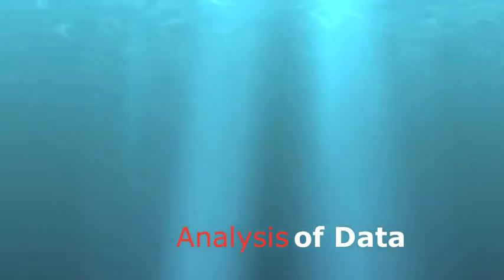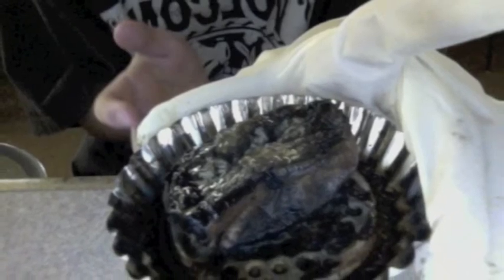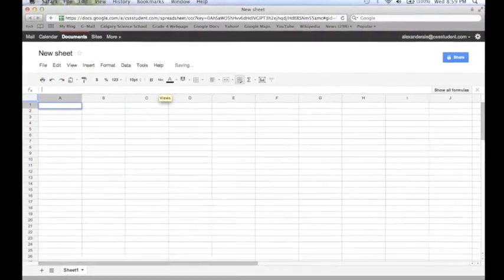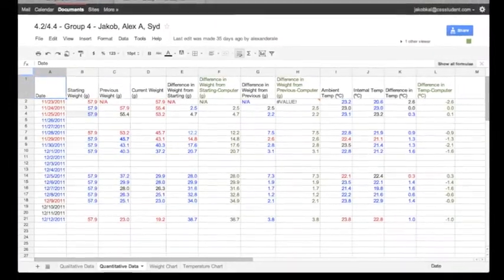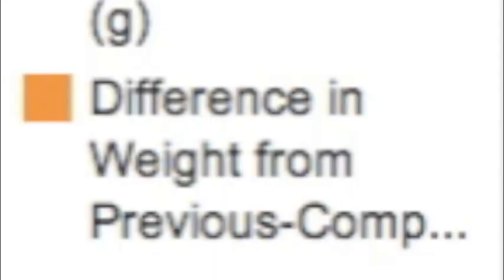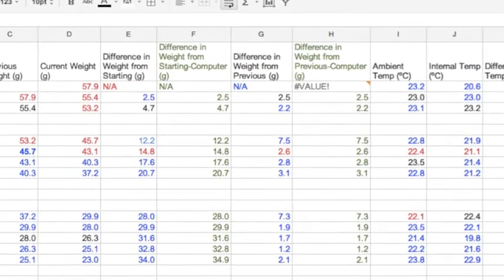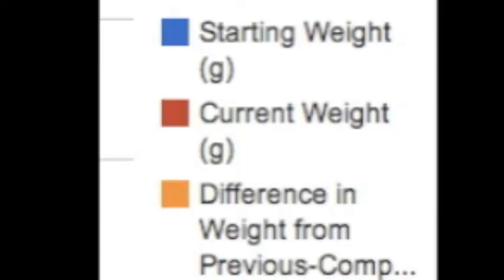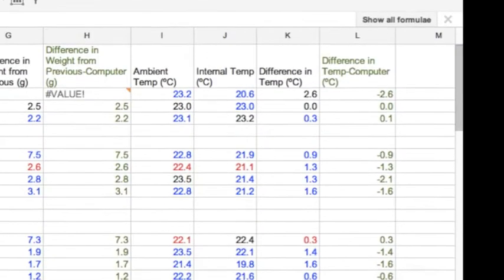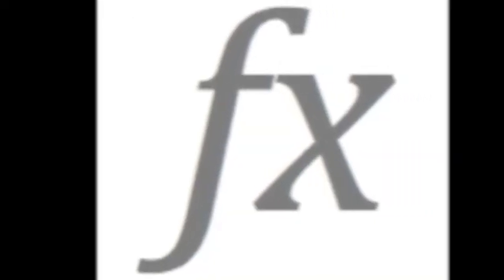Once we had finished recording our information, we had to organize it for analysis. The first thing we did is made a new sheet in our Google Doc, then copied and pasted our quantitative data. Next, we added 3 new columns. The first one was difference in weight from previous. That means that our computer calculated our difference in weight from previous to make sure our info was accurate. The second one was difference in weight from starting. It is the same thing except instead of previous weight, the computer calculated the difference in starting weight. Third one is difference in temperature. Our computer calculated the difference in temperature.